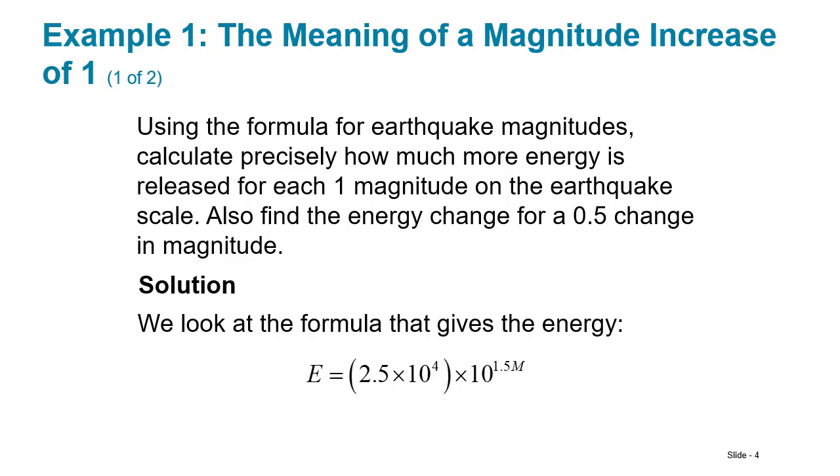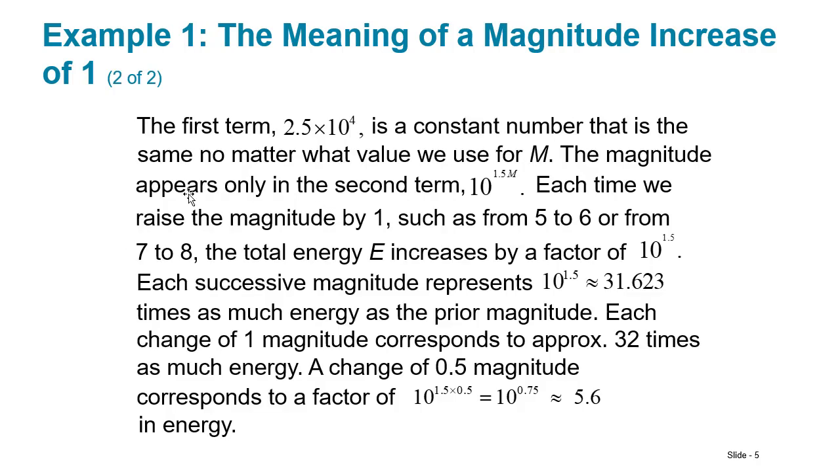Okay, so if we look at the formula and we just plug in some numbers, the first term, 2.5 times 10 to the fourth, is a constant number. That is the same no matter what value we use for M. So the magnitude appears only in the second term, which is 10 to the 1.5 M. Each time we raise the magnitude by 1, such as going from 5 to 6, or from 7 to 8, the total energy E increases by a factor of 10 to the 1.5, because it's 10 to the 1.5 times 1 versus 10 to the 1.5 times 2.